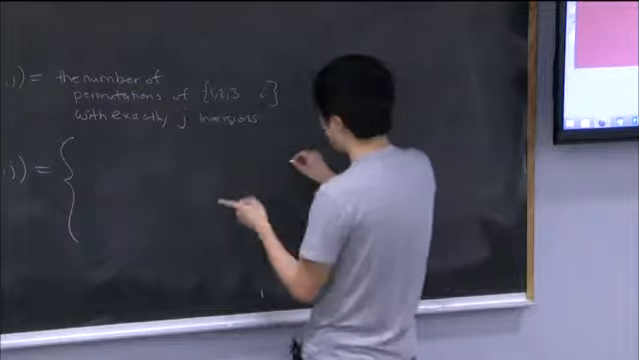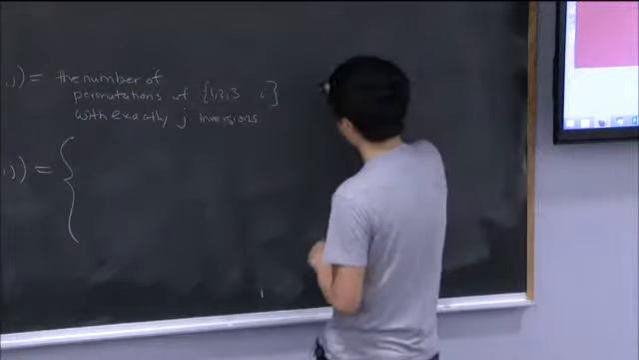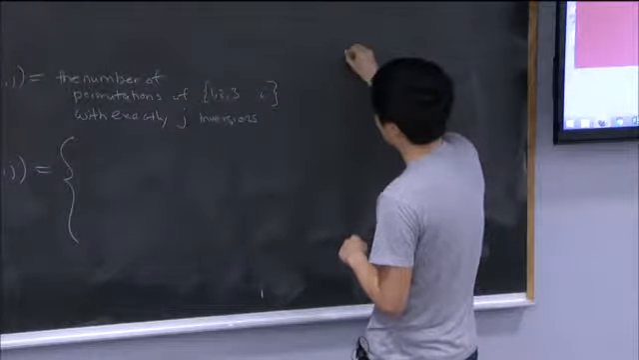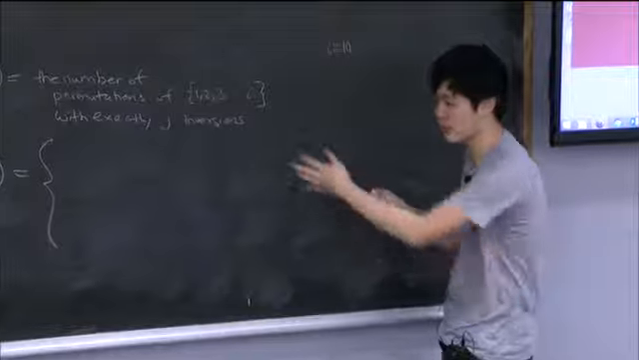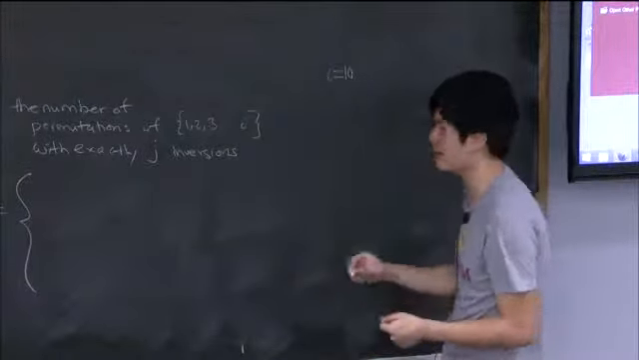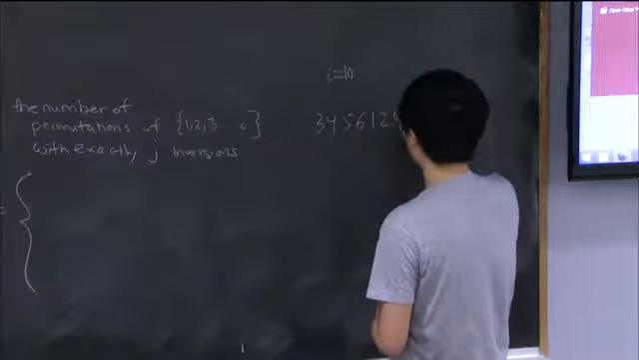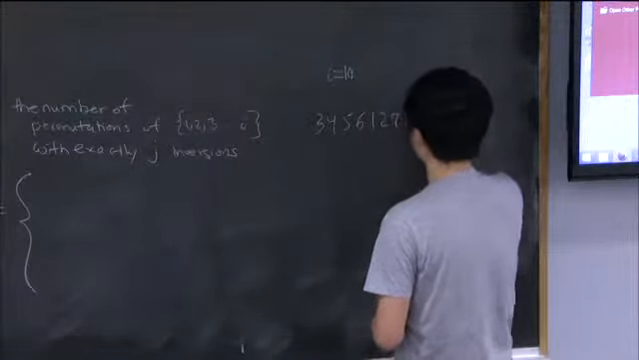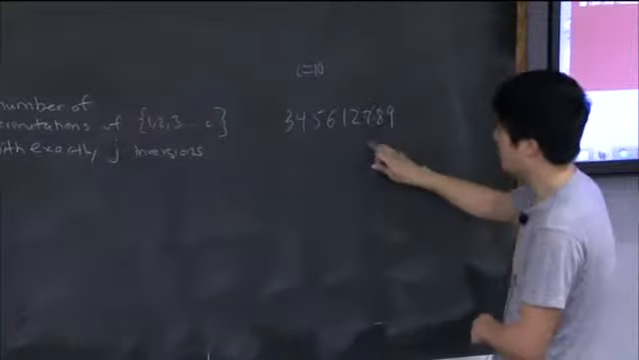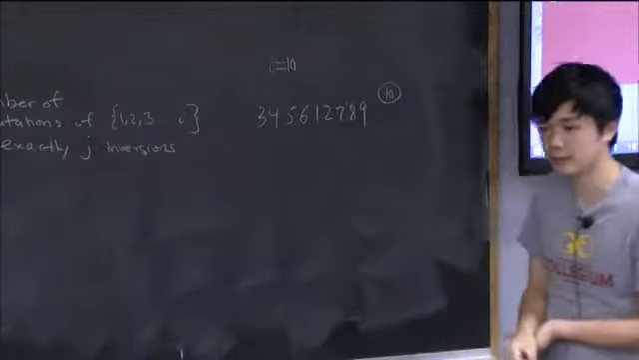Given any permutation of the first i minus 1 numbers, let's look at one. For simplicity, I'll pick i equals 10, and we'll generalize in a second. So for i equals 10, pick a permutation of the first 9 numbers, maybe 3, 4, 5, 6, 1, 2, 7, 8, 9. That's a permutation of the first 9 numbers. And now I'm going to look at where I'm going to put this last number, 10.